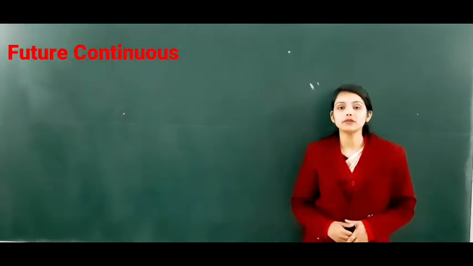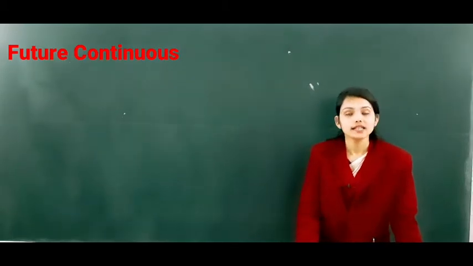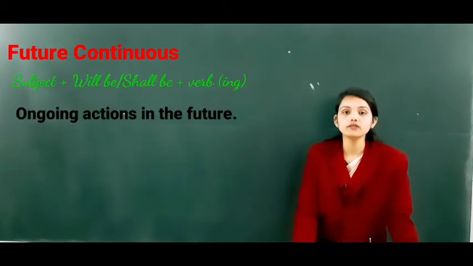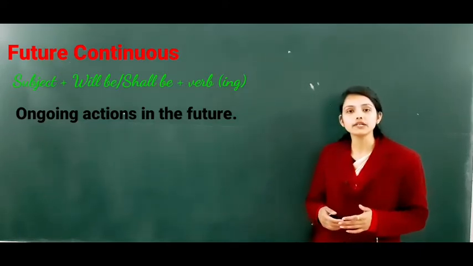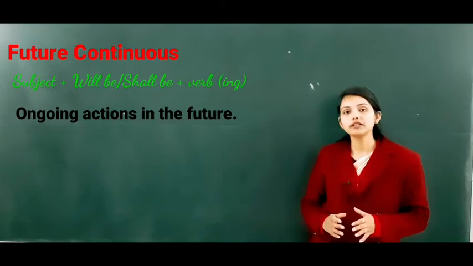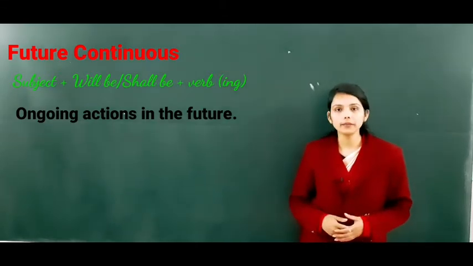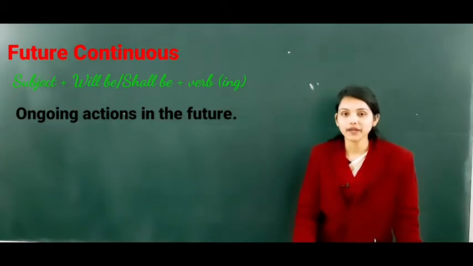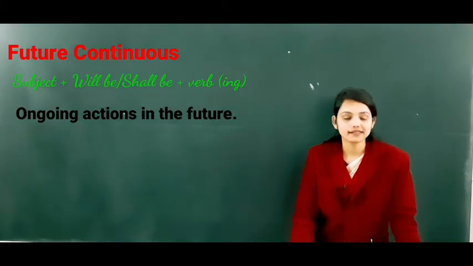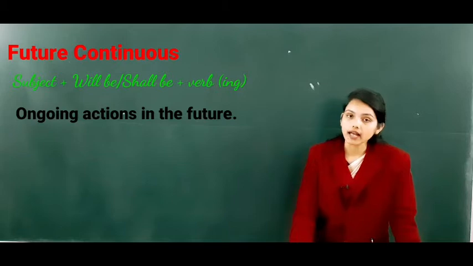The next is future continuous tense. What is the rule of future continuous tense and when we use it? It's very simple. We use future continuous tense when we are talking about ongoing actions in the future, and the rule for it is subject plus will be or shall be plus verb. Here we will use ing form with it, okay, because it is a continuous tense.